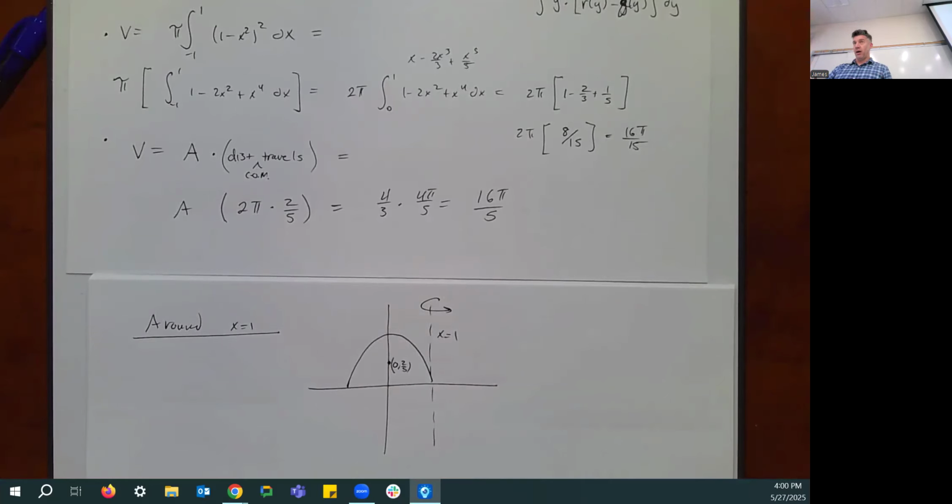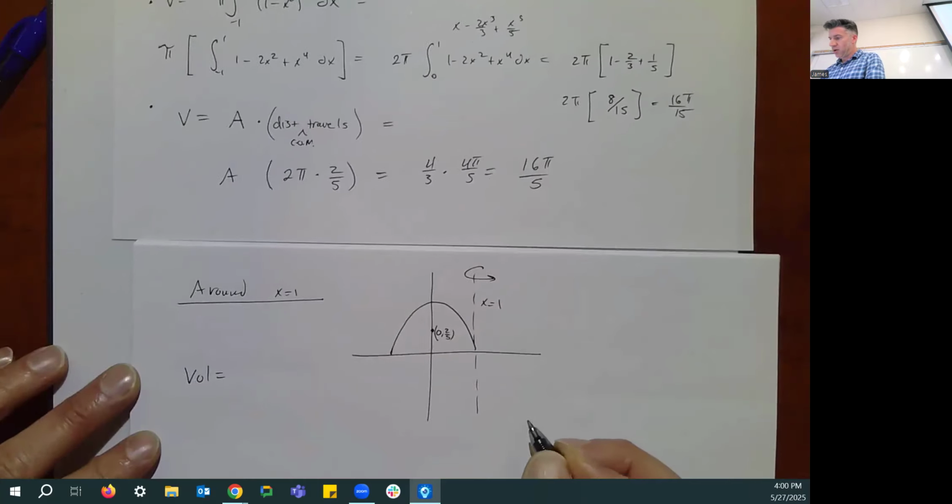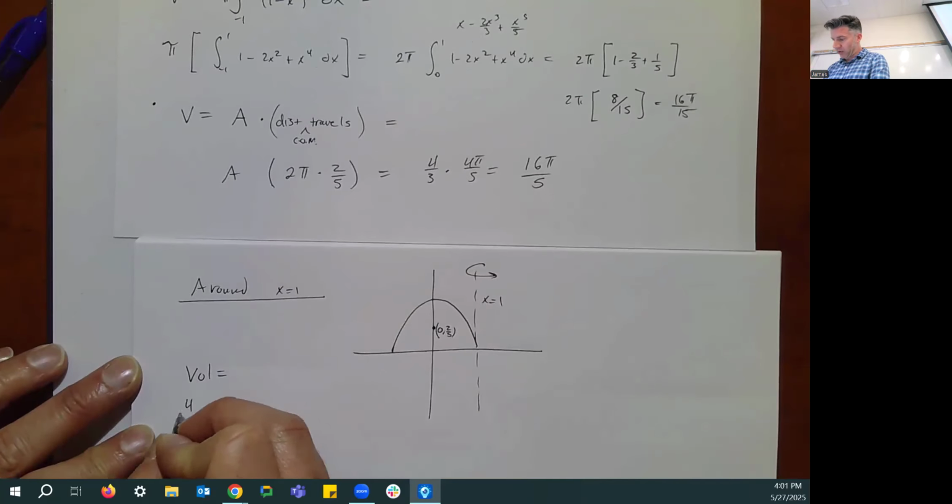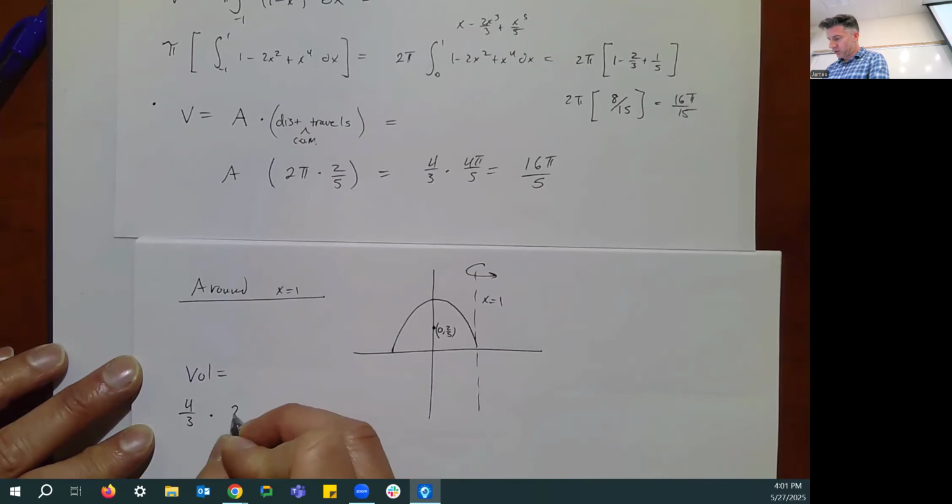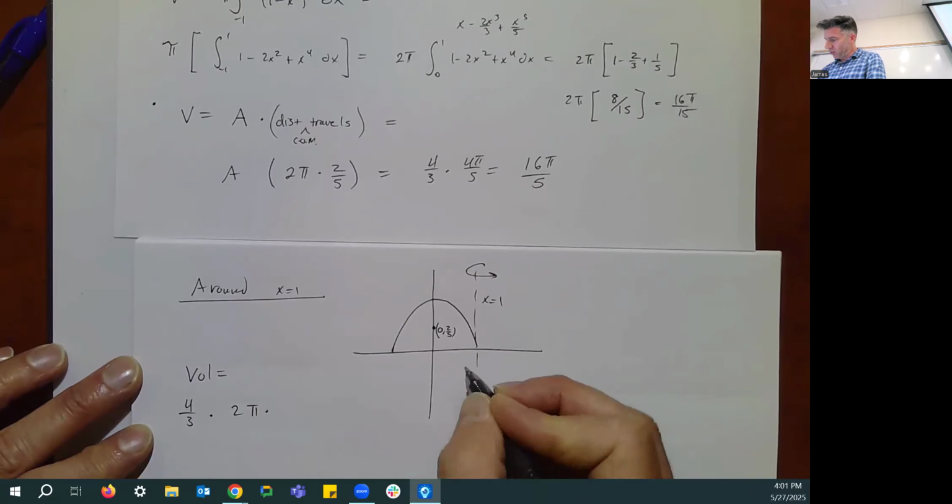If you're going to a horizontal line, it's the difference in the y values. So here, our volume is going to equal our area, which still is 4/3, times 2 pi times our radius, which is just a length of 1. So we should get 8 pi over 3.